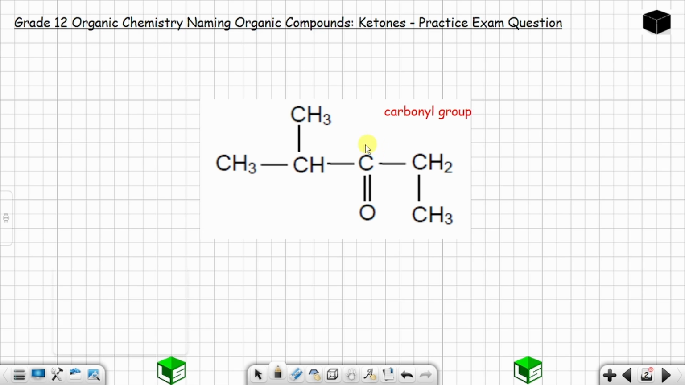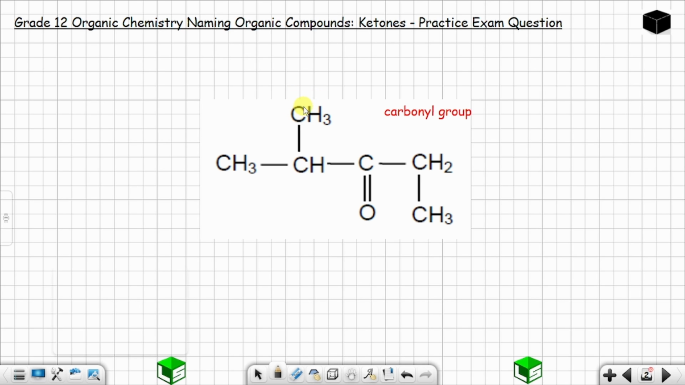To name this organic compound, you have to first identify the longest continuous carbon chain that contains the carbonyl group, this carbonyl group. So the longest continuous carbon chain can be this one, 1, 2, 3, 4, 5, or 1, 2, 3, 4, 5. So you can see you have 5 carbon atoms this way and 5 carbon atoms this way. So let's take this one. So this is going to be our parent chain, and this is going to be our branch or the side chain.